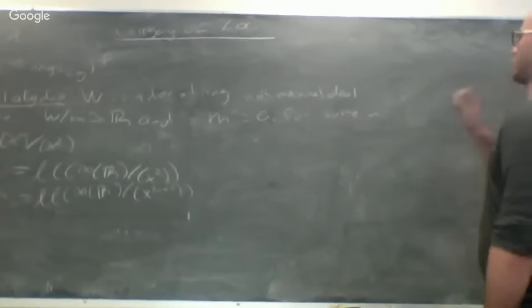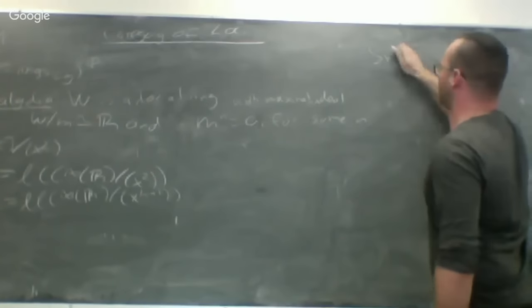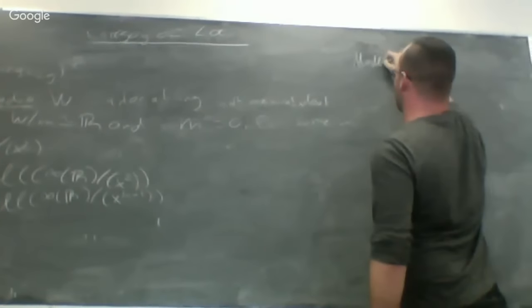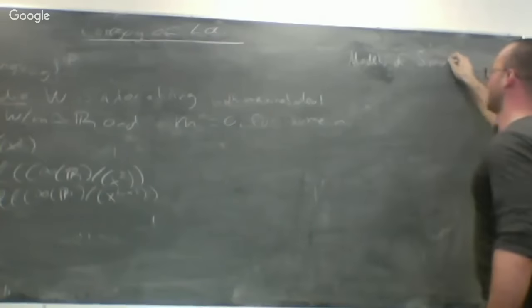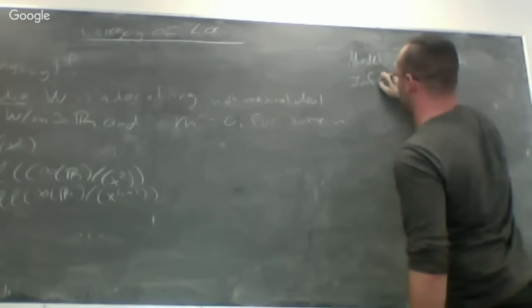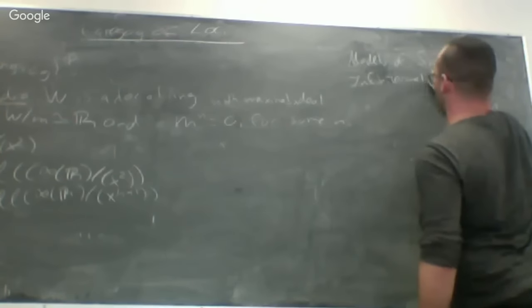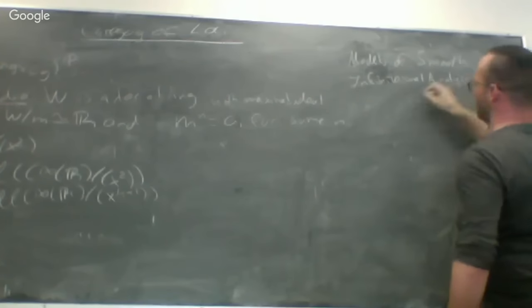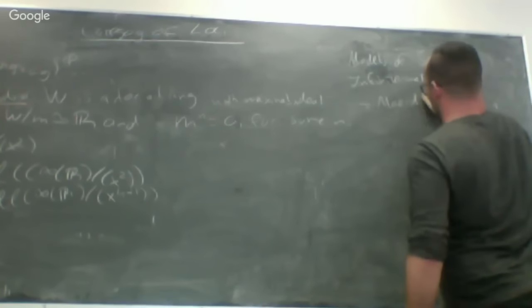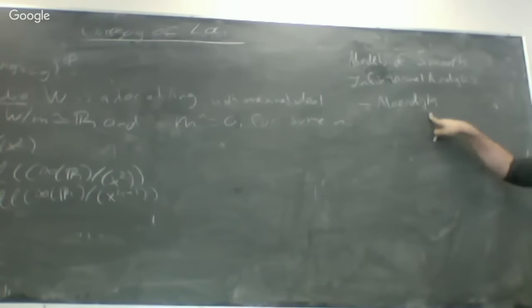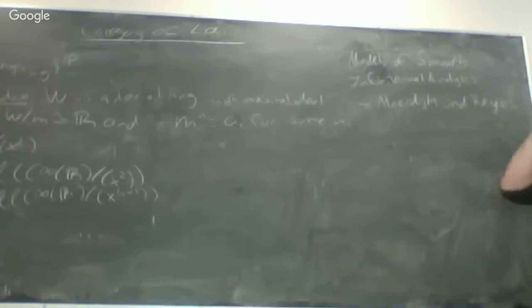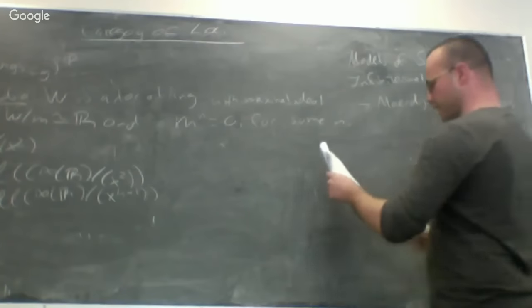The proofs are kind of involved, but they can all be found in the book Models of Smooth Infinitesimal Analysis. And that's by, how do you pronounce his name? Moerdijk, okay, and I guess you pronounce that Reyes? Okay, Moerdijk and Reyes. So these guys, in chapters 2 and 3 of this book, give all the proofs of what is to follow.